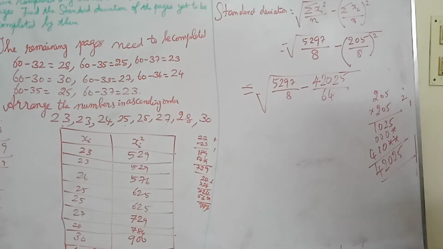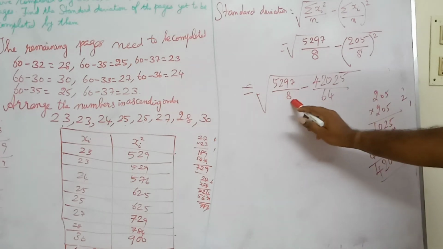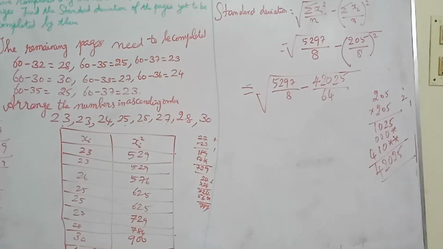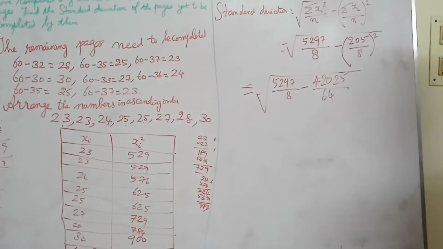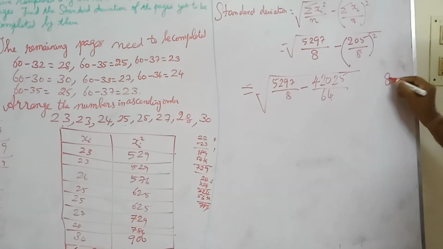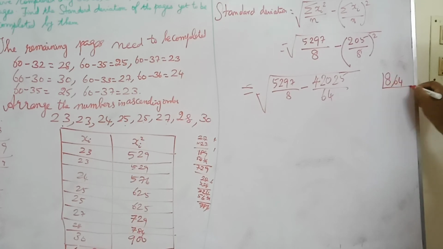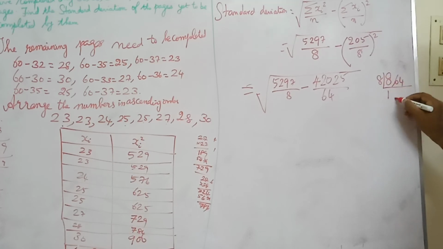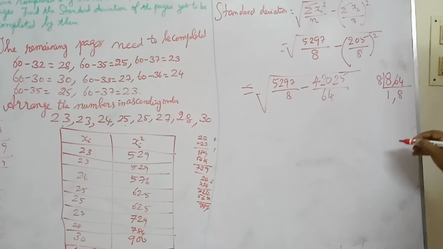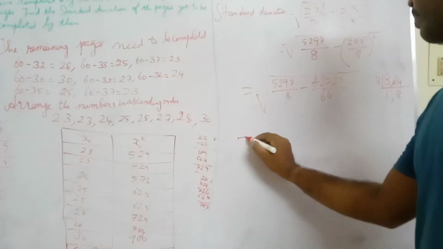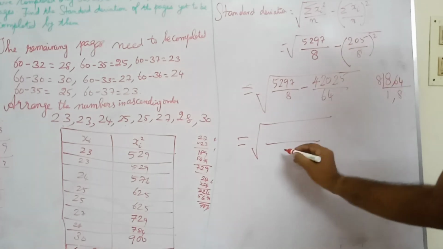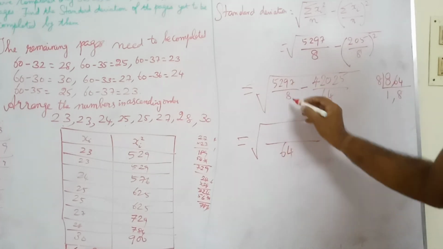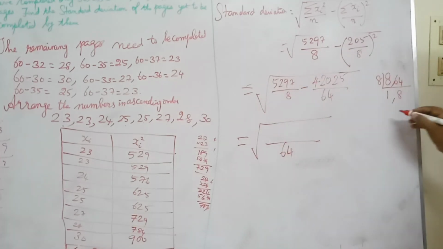So now what we need to do is, for 8 and 64, we need to take the LCM. So when we take the LCM, 8, 64. 1 8 is 8. 8 8s are 64. Divided by 8 into 8, 64. 64 divided by 8 is 8.